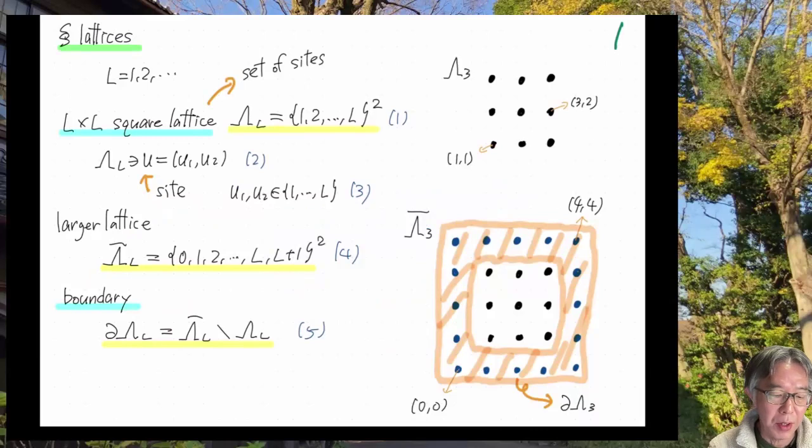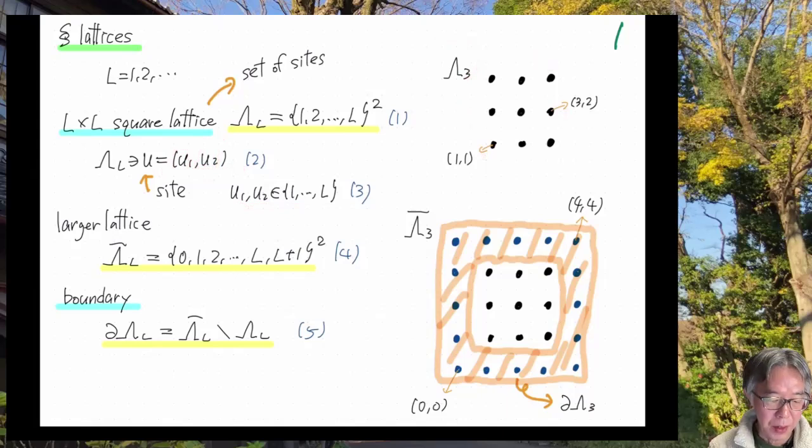So we consider the L by L square lattice, which we denote by lambda L, where L is, of course, a positive integer. Okay, so lambda L is defined like this. An element of lambda L is called a site, and we represent a site like this, where u1 and u2 are the x coordinate and y coordinate. They take these values. So this is the example, lambda 3. This is 1, 1, 3, 2. And so this is a 3 by 3 lattice.